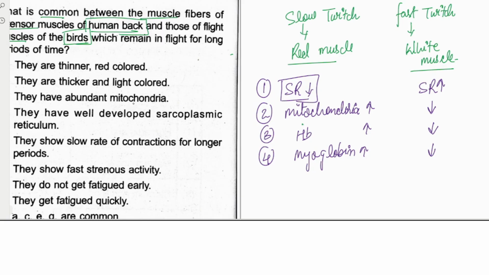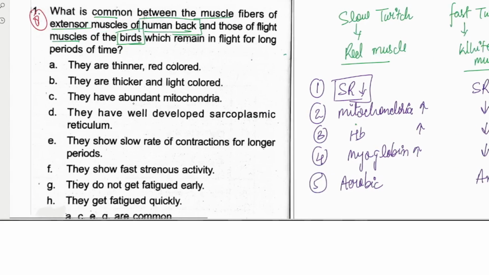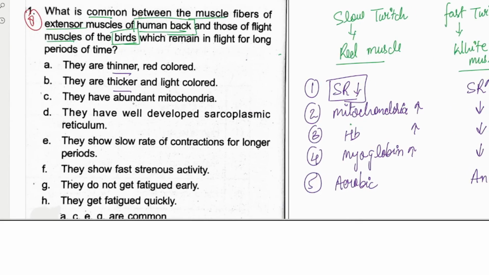So red muscle fibers are aerobic muscles because they use oxygen, and the white ones are anaerobic muscle. Based on this information we can guess the question now, because here they are saying thin, thick, red or light, mitochondria, sarcoplasmic reticulum. So you can understand they are asking for the difference between slow and fast twitch muscles, or the red and white muscle fiber. In the first one they are saying they are thinner and red colored. They would be thin, and they are red in color because of the presence of hemoglobin. So we can say this would be the correct one.